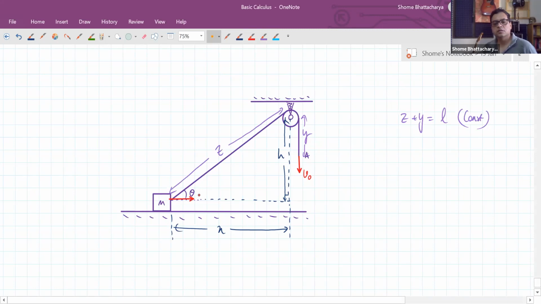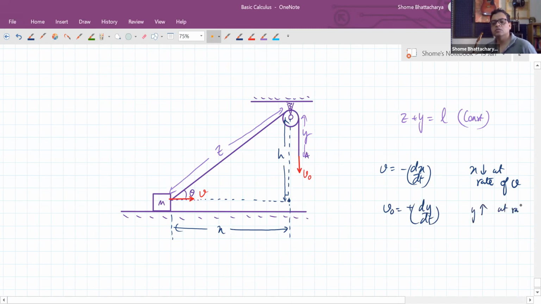So further we can now define, in terms of calculus, that v is equal to minus dx by dt, because x is decreasing at the rate of v. x is the distance between this block and this fixed point over here. That point is not moving because the pulley is fixed. On the other hand, v naught is equal to plus dy by dt, because the thread length on this side, y, is increasing at the rate of v naught. Okay, so these are two things that we can utilize over here.